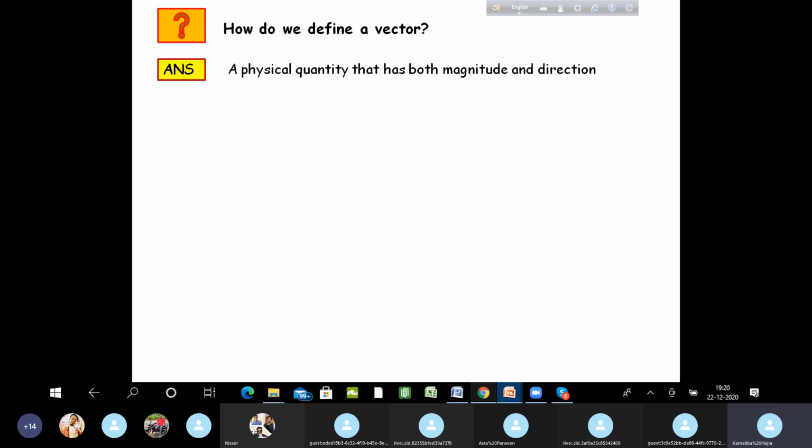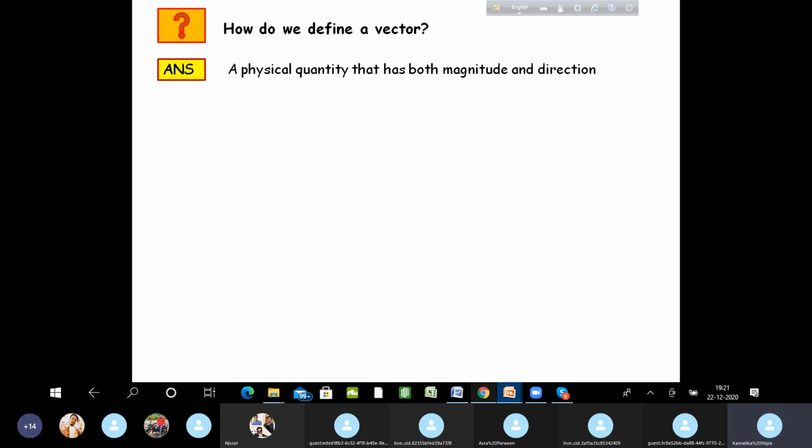Whenever you associate a sense of direction with a quantity, or if there is a quantity which does not make sense without a direction, it is a vector. For example, if you say I'm applying a force on a body and the body is moving, it doesn't make sense if you just say I'm applying a force of, say, 5 newtons.